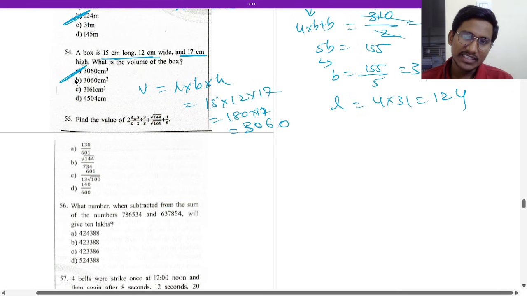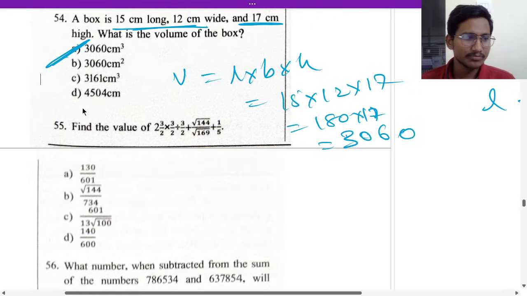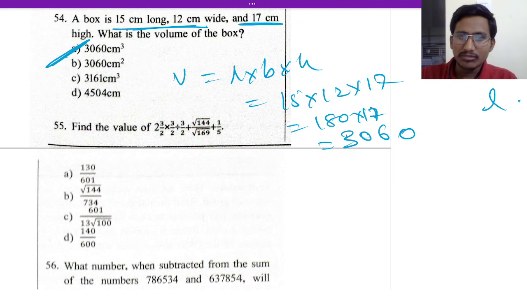So that is the answer. A is the answer for 54. Now the 55th question. What is it? Find the value of this.